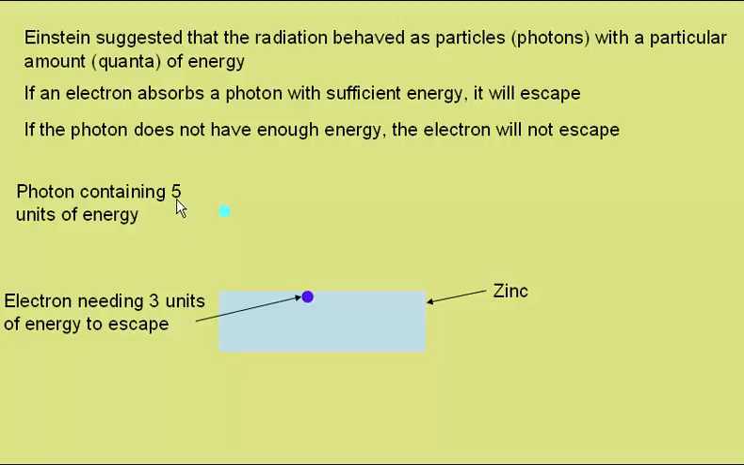Finally, a photon containing 5 units of energy, with the electron still needing 3 units of energy to escape. If the photon is absorbed now, the electron escapes with 2 units of kinetic energy to spare. Basically the 5 units of energy of the photon minus the 3 units needed to break it free of the zinc leaves it with a surplus of 2 units of energy, which appears in the form of kinetic energy.